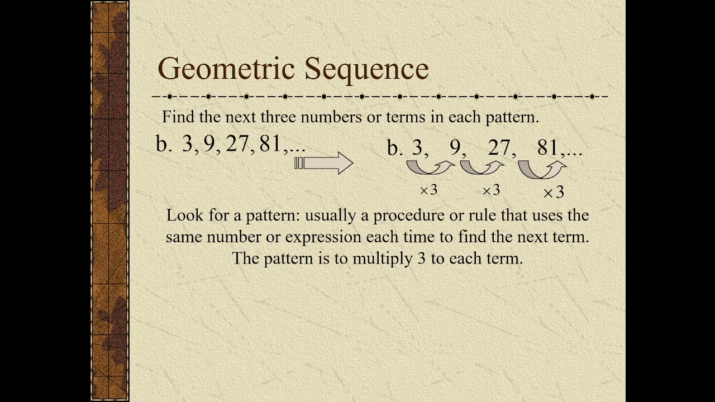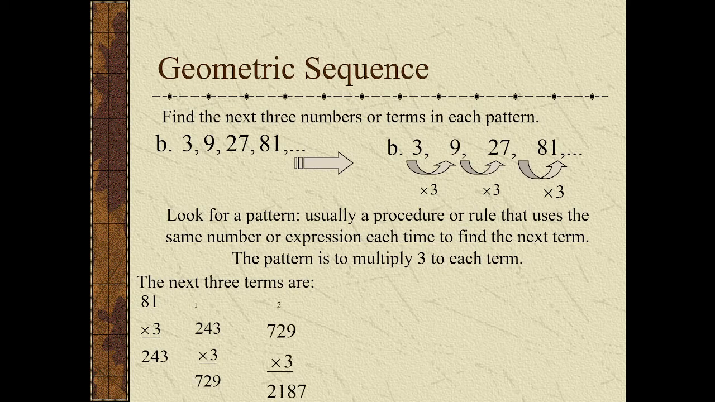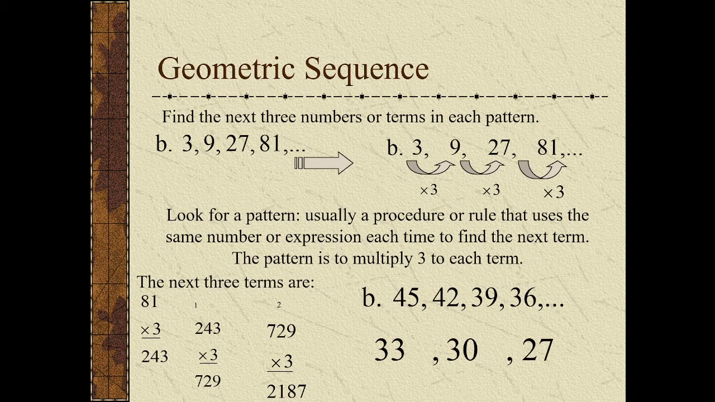And when you multiply by a certain number, you call that a geometric sequence. Okay? So our next number will be 81 times 3, 243. 243 times 3, 729. 729 times 3, 2,187. So our next numbers are, sorry, ako pa nang i-edit, 243, 729, and 2187. Okay? Let's continue.